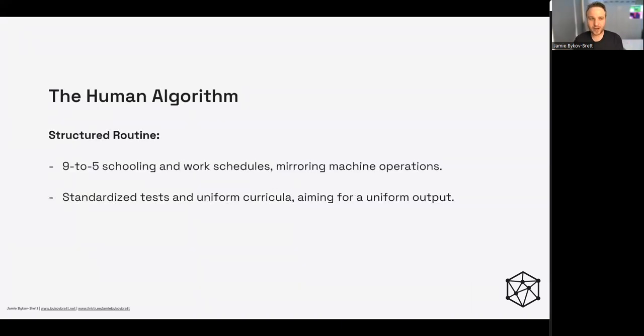So what is the human algorithm that we created for the industrial era? Well, we created this structured routine. We praised conformity. We looked at things like 9-to-5 work schedules. We mirrored this kind of machine operation and created standardized text to create this uniform output. The interesting thing that I always think from that perspective is if a doctor treated every patient with the same medication and the same diagnosis, regardless of the individual's requirements, it would be considered malpractice. When we treat students with the same methods of learning and testing, regardless of an individual's unique capabilities, we call that education.